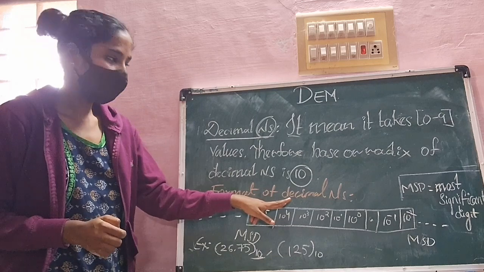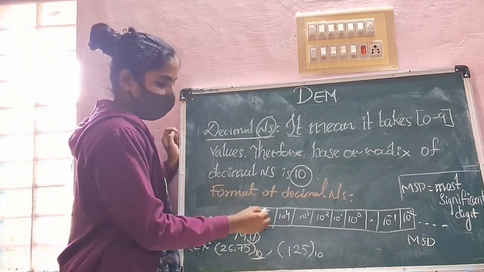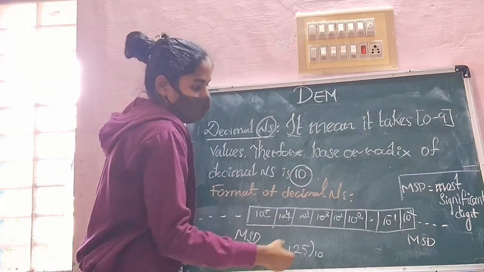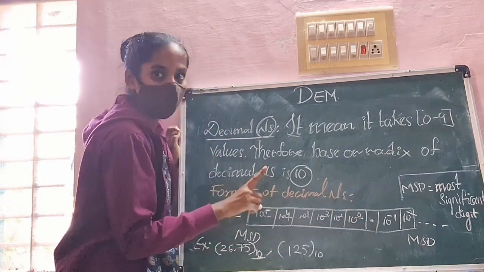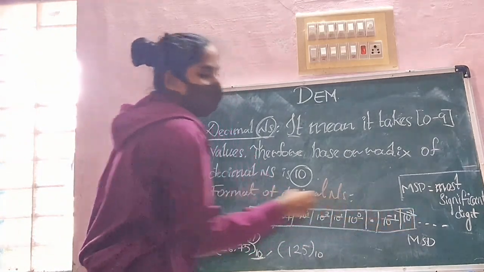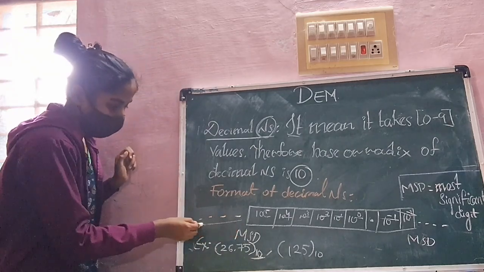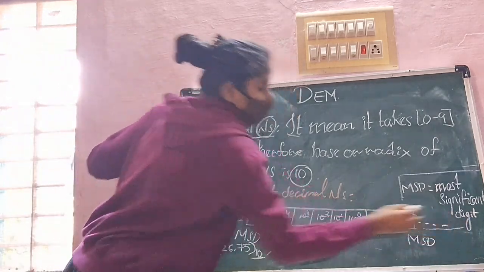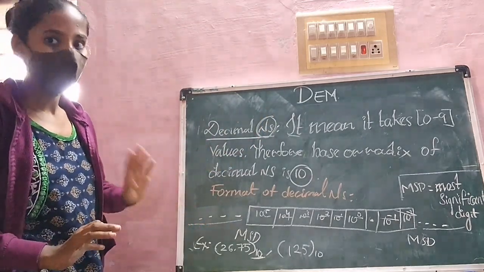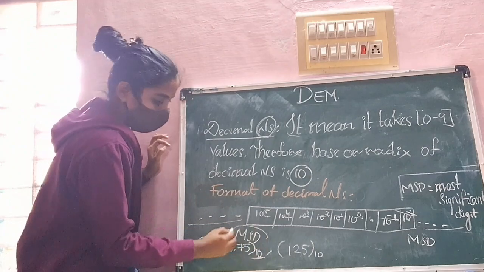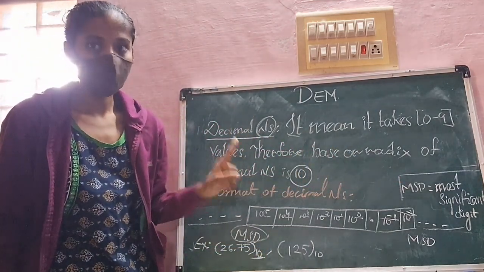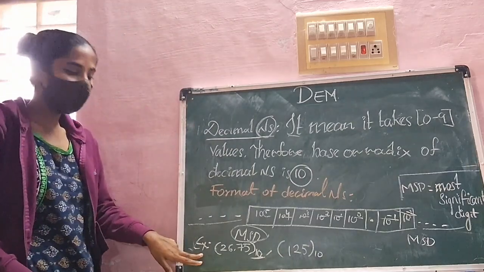Format of decimal number system. Start from 5, 4, 3, 2, 1 and 10 power 0 and dot. You have to mention the dot and then 10 power minus 1 and then 10 power minus 2. And you have to keep the dots here and here because it will exceed. Okay? And so on. Then MSD. MSD means most significant digit. Now, examples of decimal.